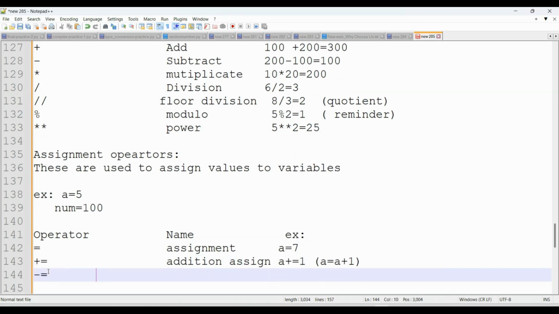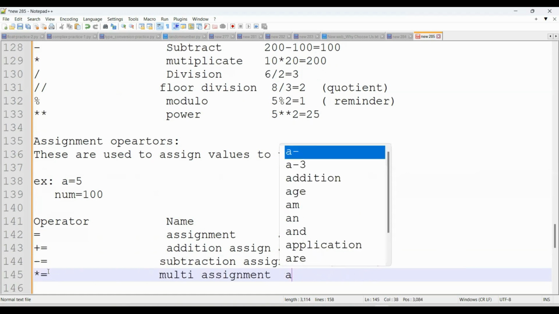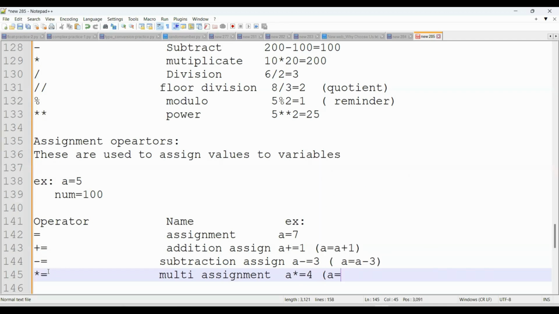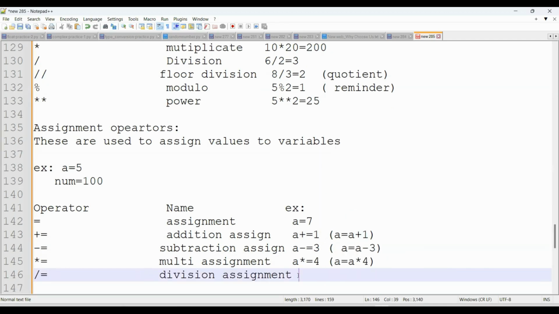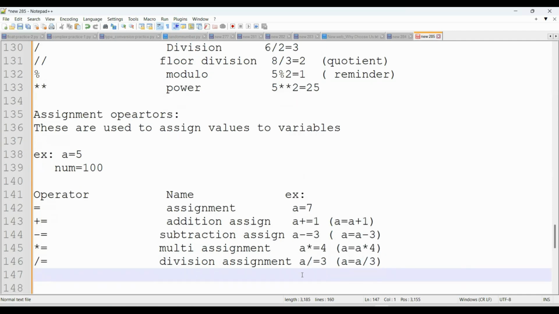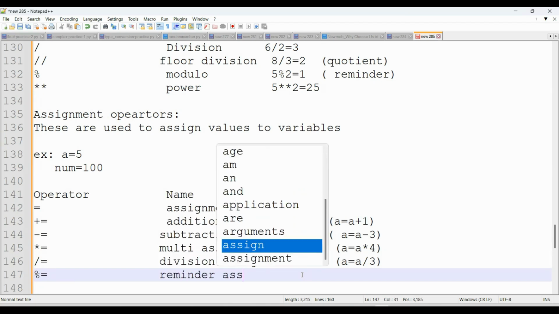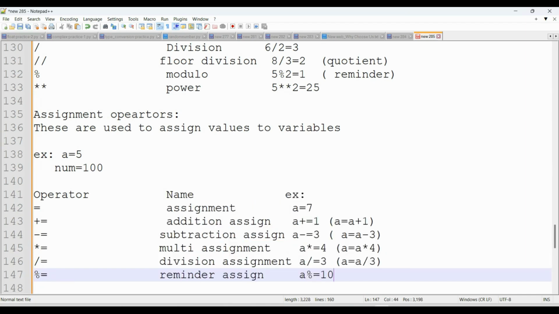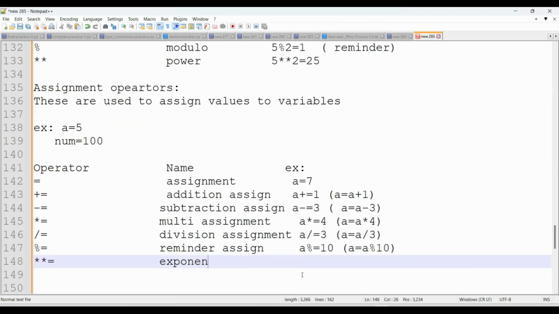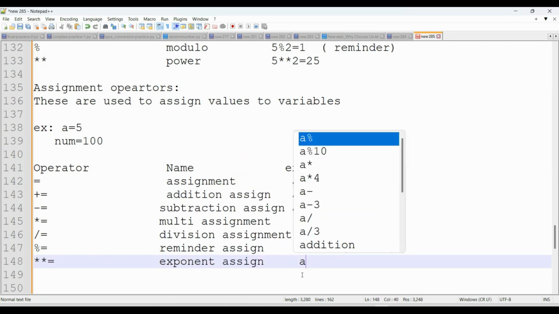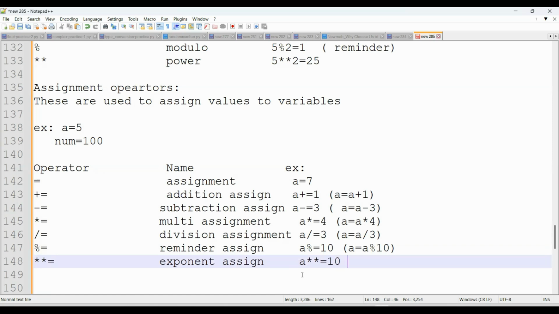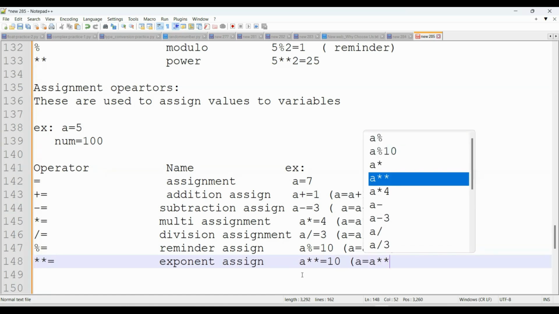Another one, minus equal is subtraction assignment. a -= 3 means a = a - 3. Then star equal is multiplication assignment. a *= 4 means a = a * 4. Another one, division assignment. Here a /= 3 means a = a / 3. Then percent equal is remainder assignment. a %= 10 means a = a % 10. Another one, double star equal is exponent assignment. a **= 10 means a = a ** 10.